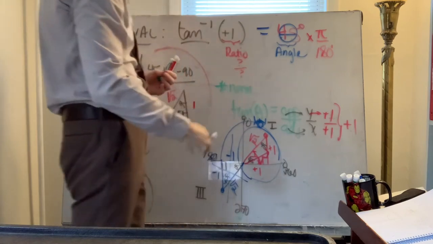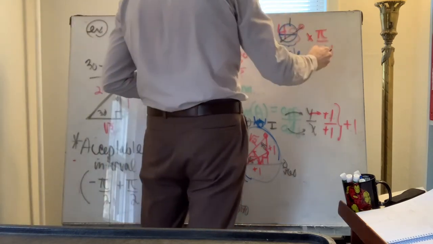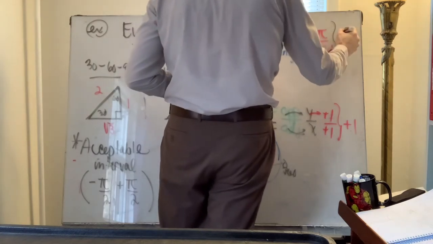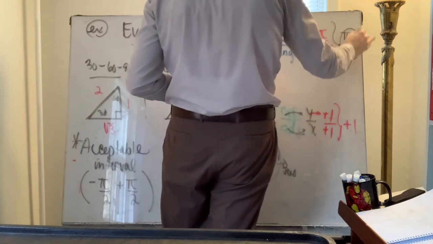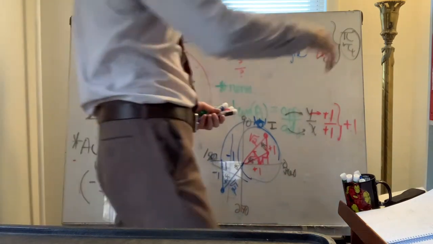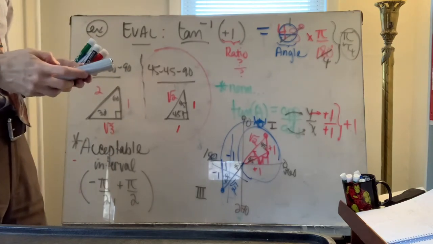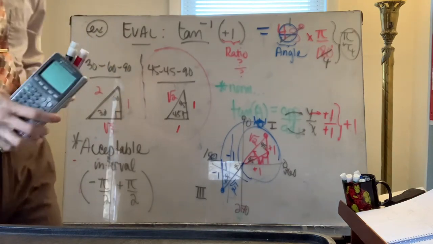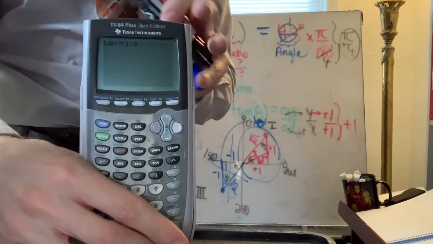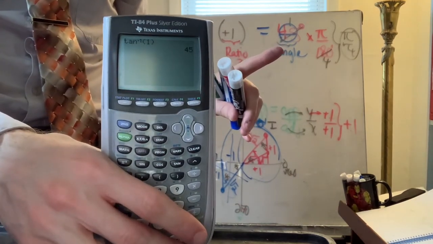45 is a quarter of 180. So this reduces to positive pi over 4. Here's just to verify that it should be positive 45 degrees. The inverse tangent of 1 should produce positive 45, and it does. Very good.